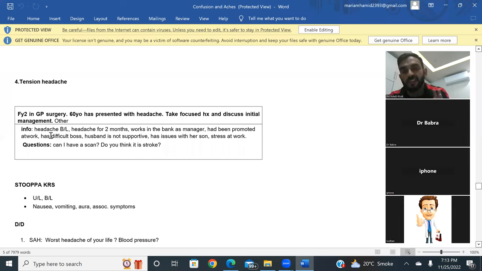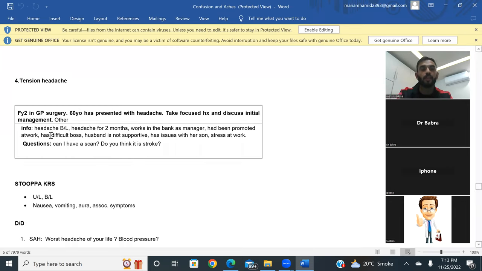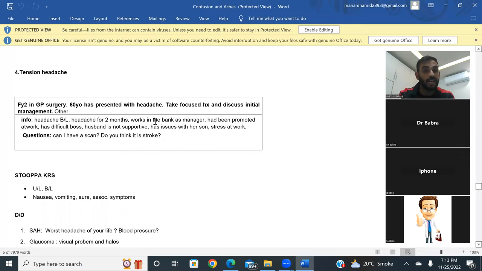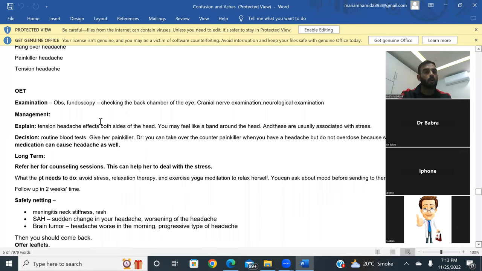You need to take the focused social history. But do not forget to take all the other history, because you cannot assume from this headache just because you have memorized this scenario. You have to ask all these questions. Then always do the examination, and then management. This is the tension headache on both sides, a band-like headache. It is associated with stress, and the investigation is a routine blood test.